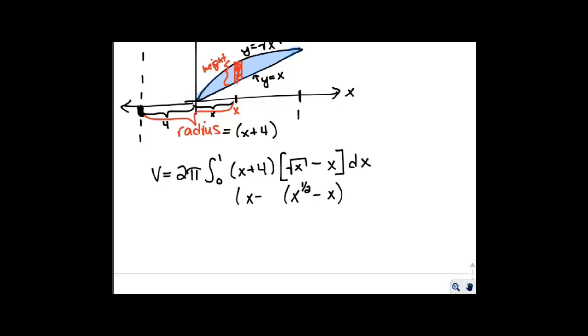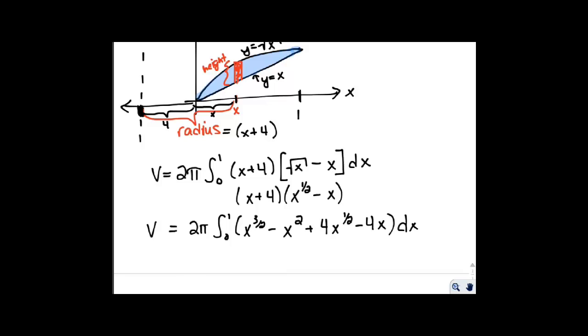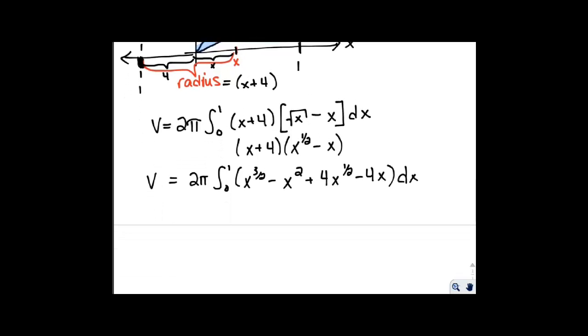And then we're going to have to multiply it by x plus 4. So we're going to do some distributing. So we end up with x to the 3/2 minus x squared plus 4x to the 1/2 minus 4x. And then we're going to take the integral of that dx from 0 to 1. So we'll finish writing all the rest of our stuff out. So now let's integrate. Just shift this up a little bit.